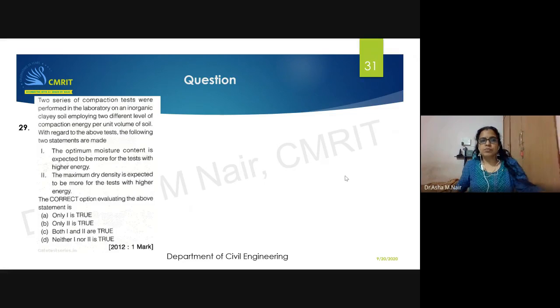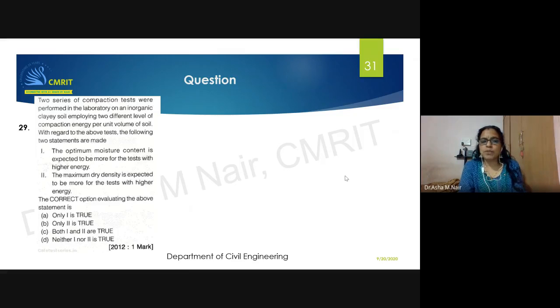Now, 2 series of compaction tests were performed in the laboratory on an inorganic clayey soil, employing 2 different levels of compaction energy per unit volume. Now we have completed consolidation, and we have come to compaction. With reference to that, answer the following.